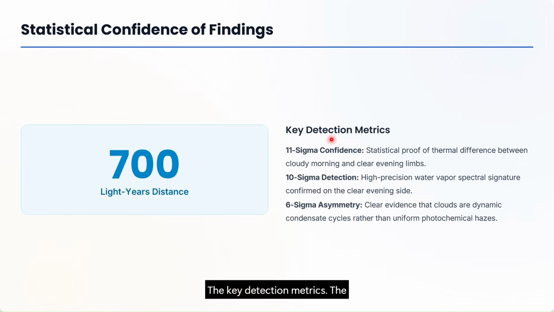The key detection metrics. The statistical confidence of the findings. What is statistical confidence? How do we measure it? We measure it using sigma. So, in simple words, the higher the sigma, the stronger the evidence that the observed result is real and not a random fluke. Okay. Now, let's see the key detection metrics.